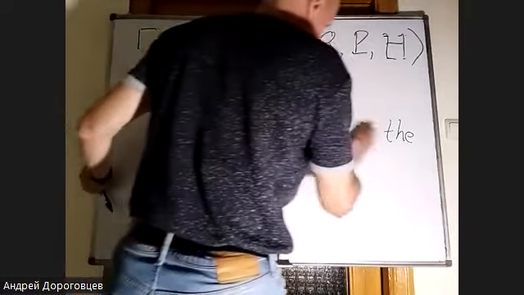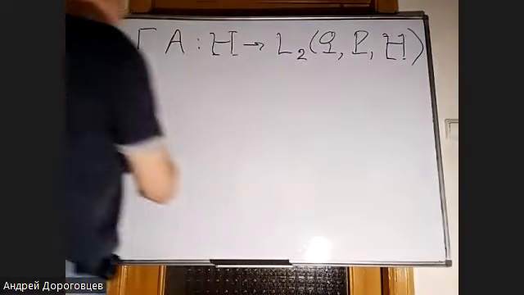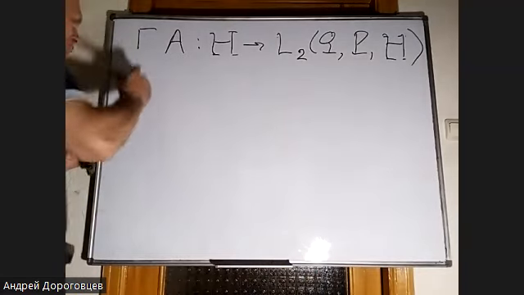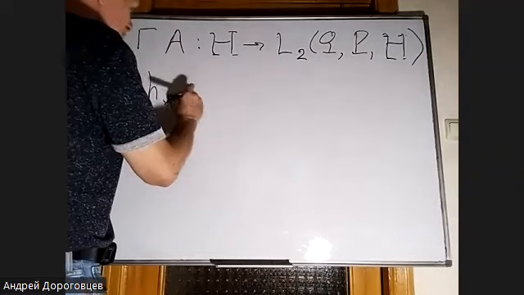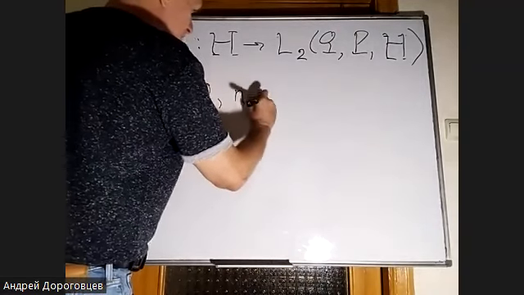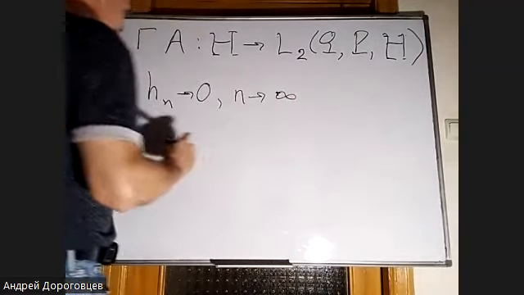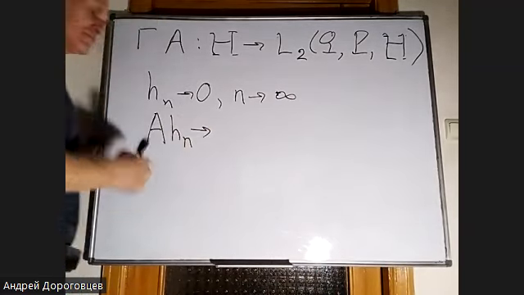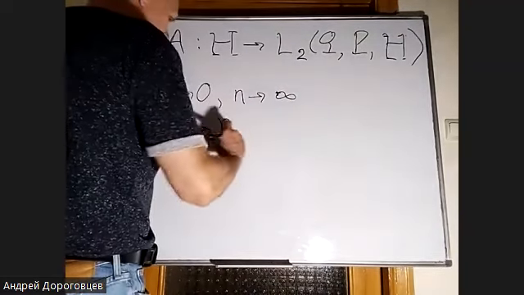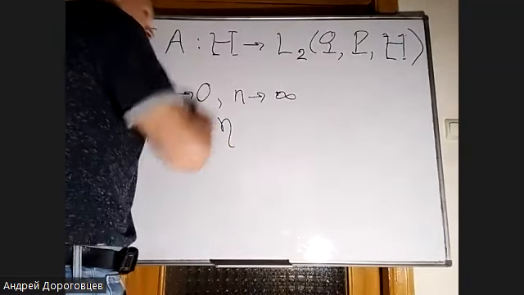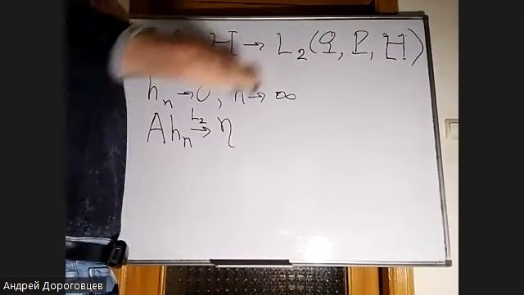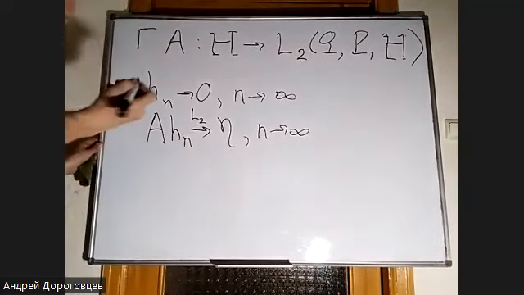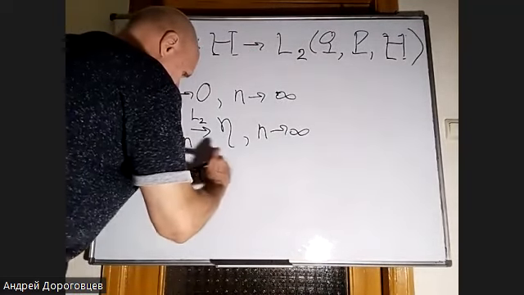Now let's check it. To check this, it is enough to check the following. Suppose that h_n tends to zero when n tends to infinity, and A h_n tends to something like eta in L2. I emphasize, in L2, when n tends to infinity. And what we need to check is that eta is equal to zero.